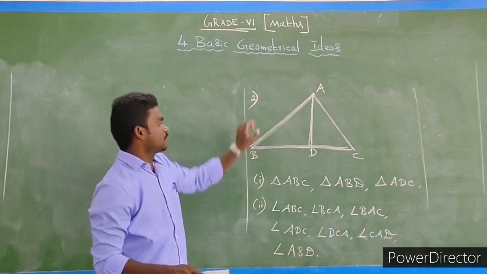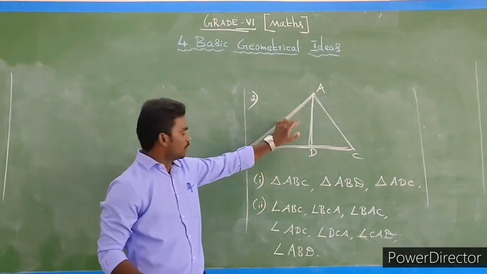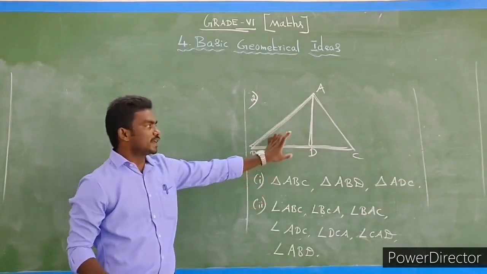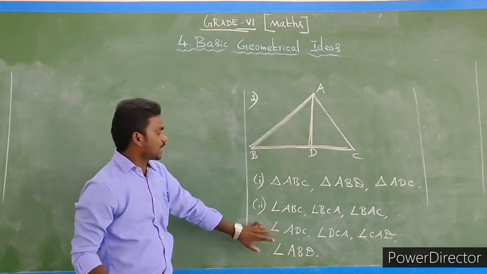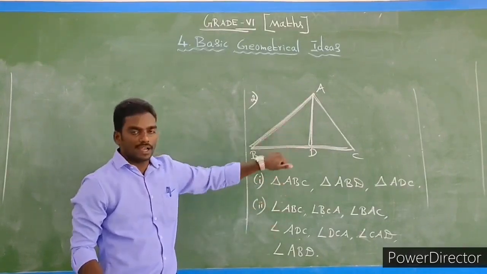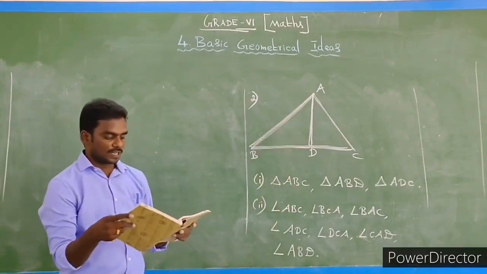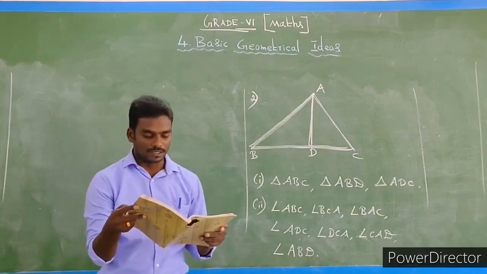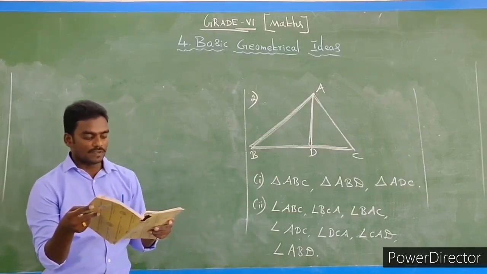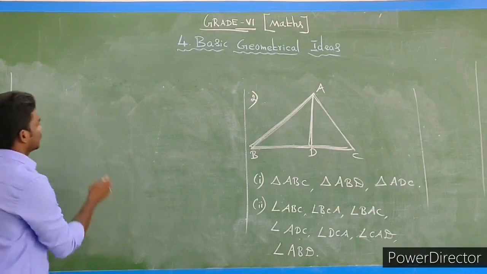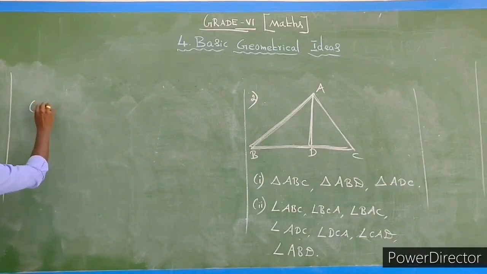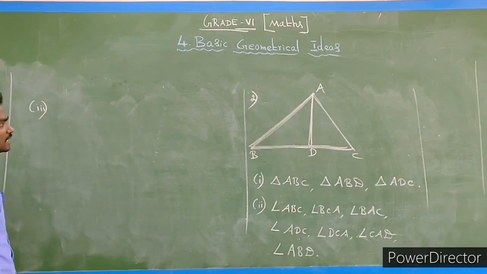So second part, first question. The diagram is given in your book. First question is identify the three triangles in the figure. Second one, write the names of the seven angles. See the third question: write the names of the six line segments in the figure.